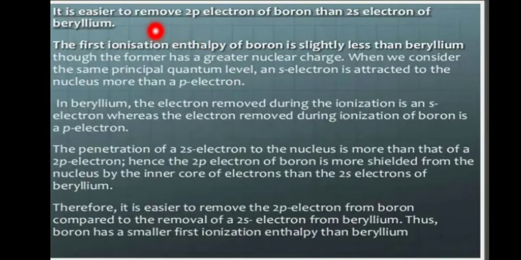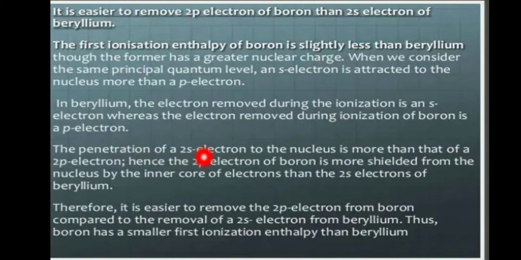It is easier to remove a 2p electron from boron than a 2s electron of beryllium. The first ionization enthalpy of boron is slightly less than beryllium. It's a very important question. Though the former has a greater nuclear charge, when we consider the same principal quantum level, an s electron is attracted to the nucleus more than a p electron. In beryllium, the electron removed during ionization is an s electron, whereas the electron removed during ionization of boron is a p electron.